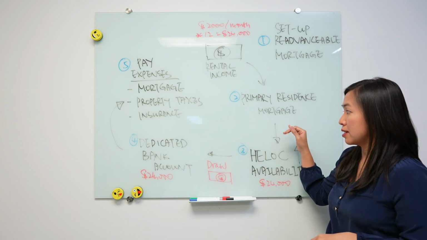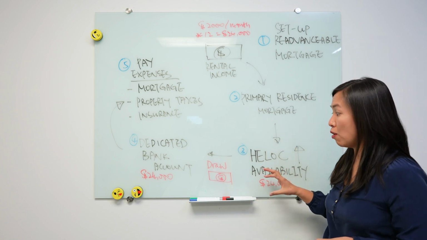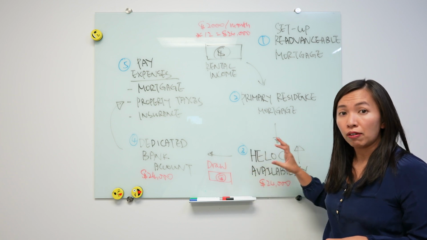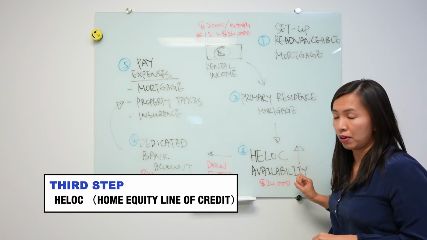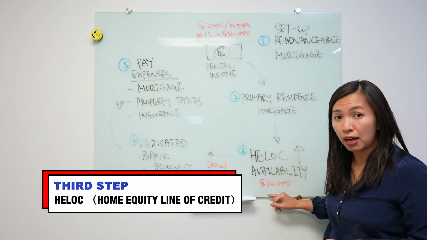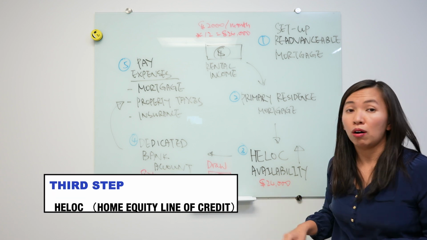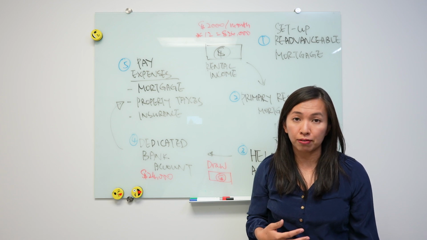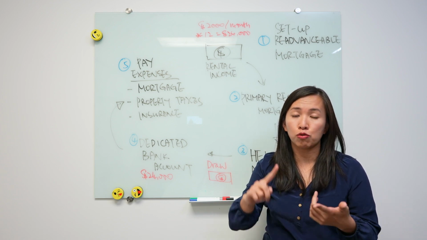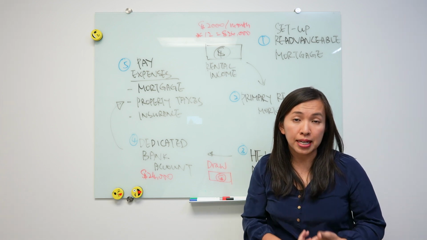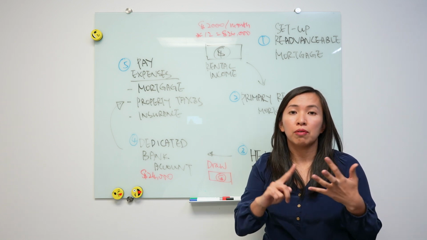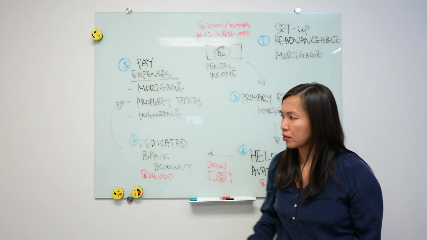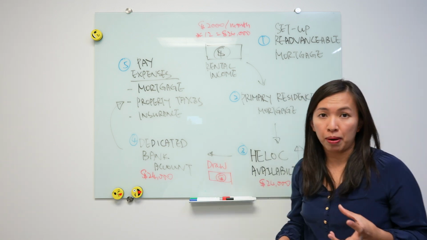The same $24,000 is now available for you in the form of home equity line of credit, the HELOC. Now, of course, because you're operating a rental property, you have expenses that you have to pay: your rental property mortgage, rental property maintenance, rental property insurance, rental property tax. So all these things you have to pay.